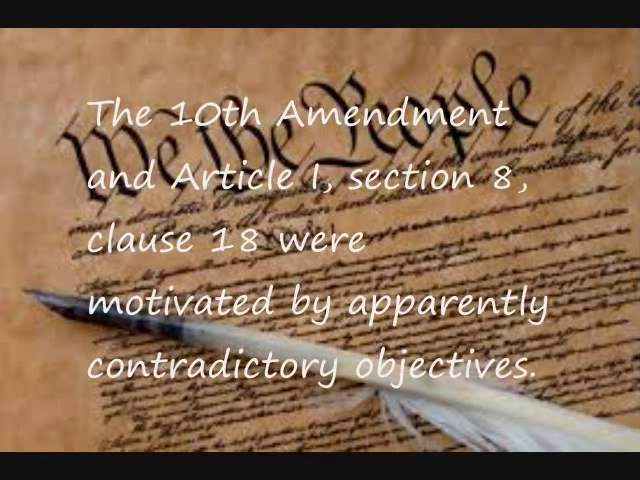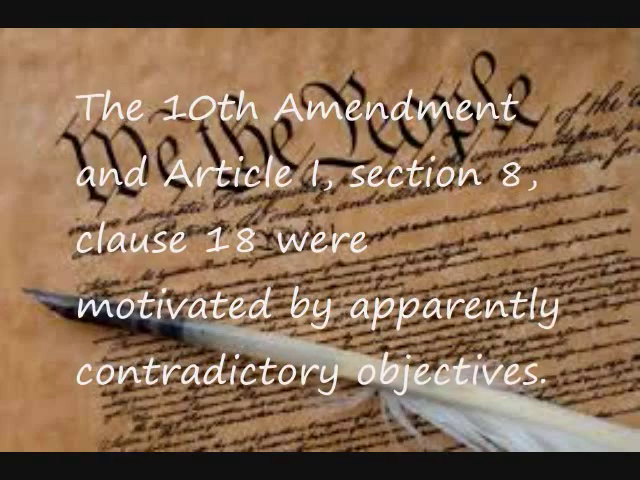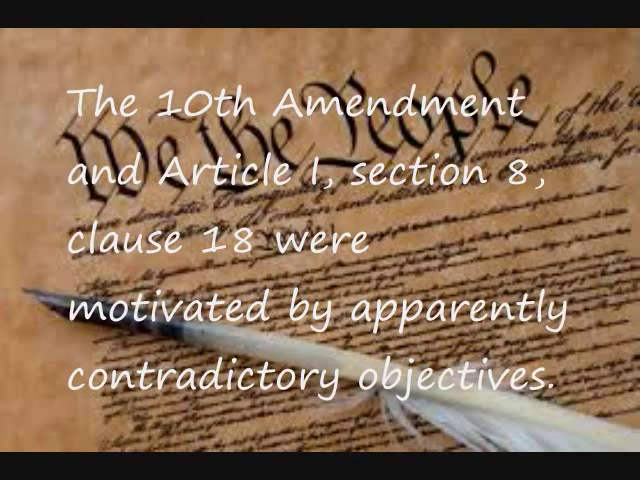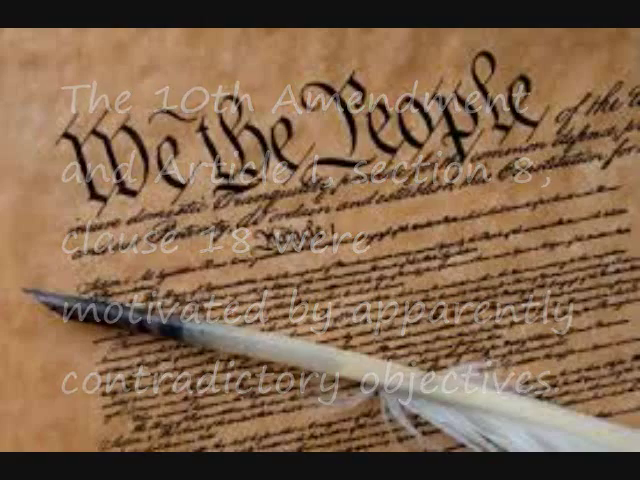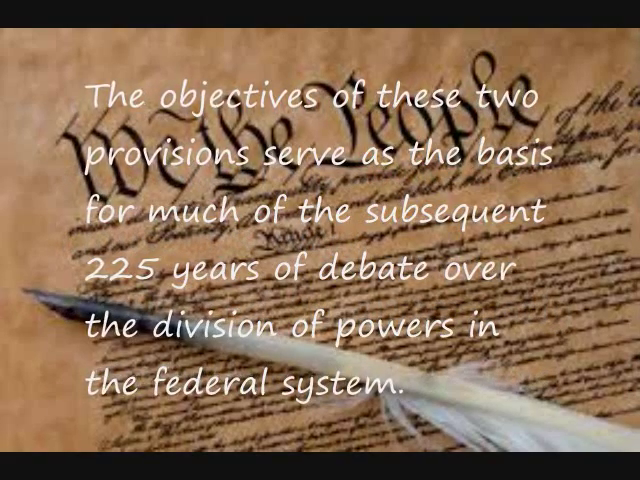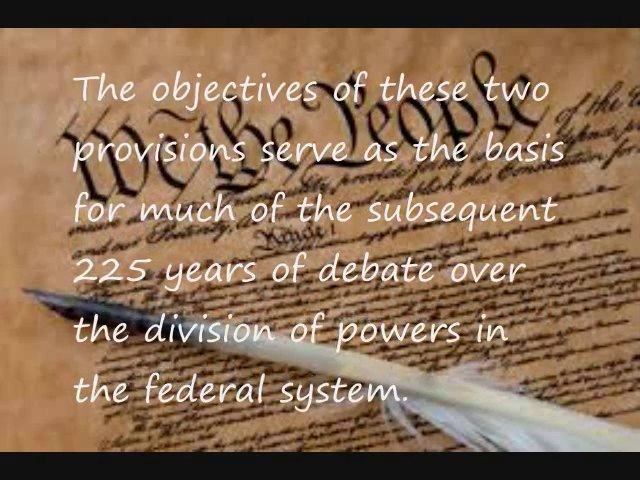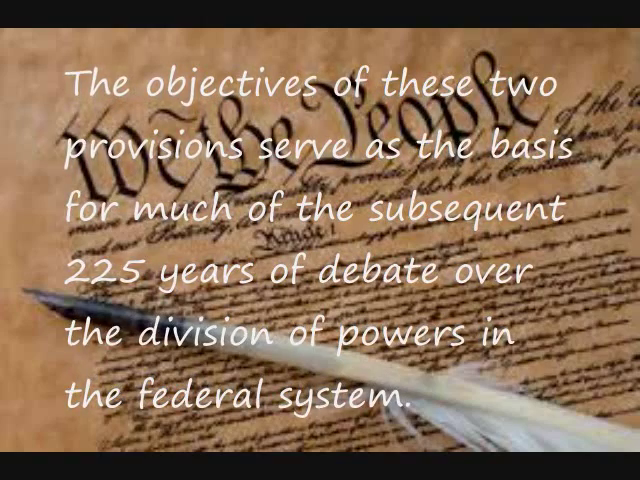Complicated? You bet. The apparently contradictory objectives contained in the 10th Amendment and in Article 1, Section 8, Clause 18 serve as the basis for much of the historical debate over the division of powers between the national and state governments in the American federal system. There are a number of other provisions of the United States Constitution dealing with federalism. What follows is a brief delineation of those provisions without audio explanation or commentary.